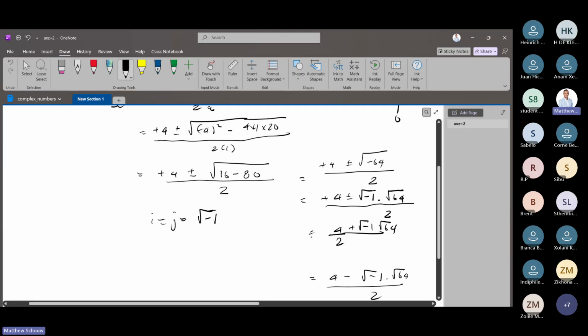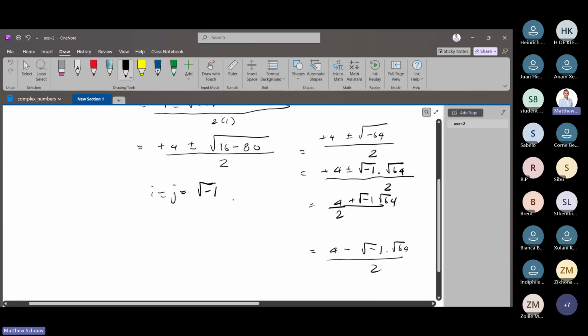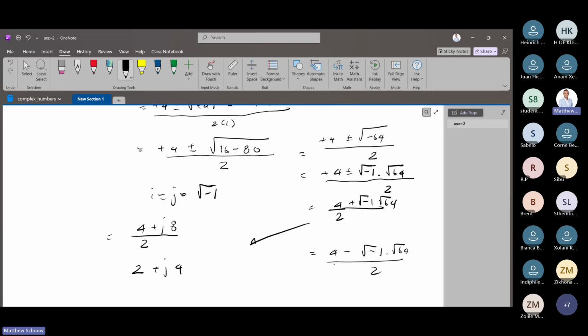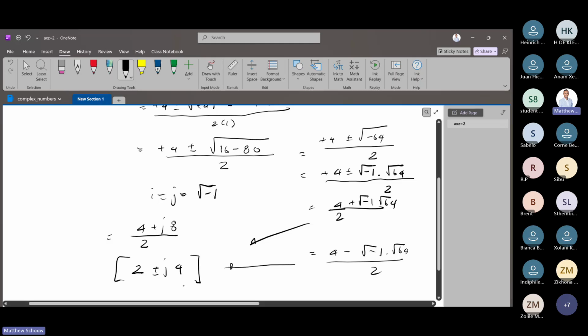So what that means is this guy over here is 4 over 2 plus j, and of course root 64 is 8, right? 4 divided by 2 is 2, plus j4. Obviously, this would be plus minus j4 in totality. And this, my colleagues, is what we currently call a complex number.